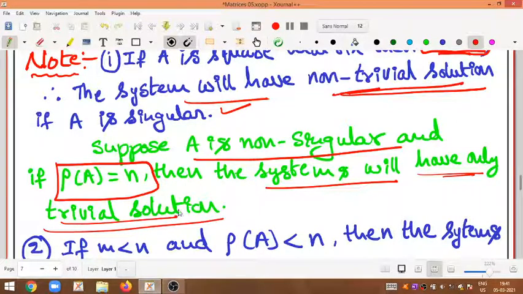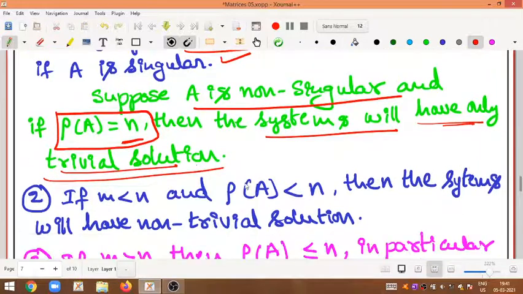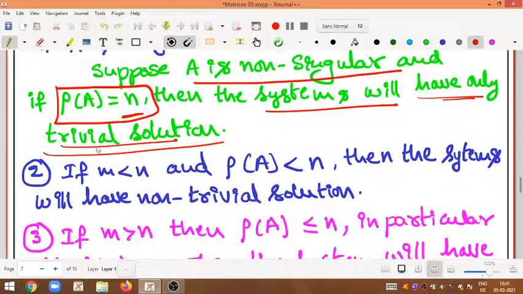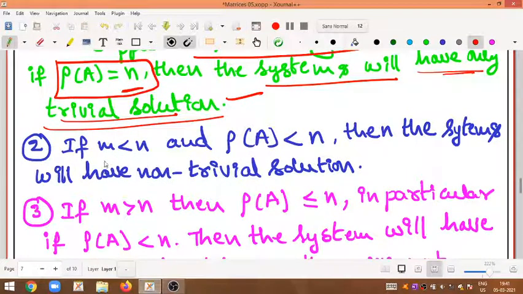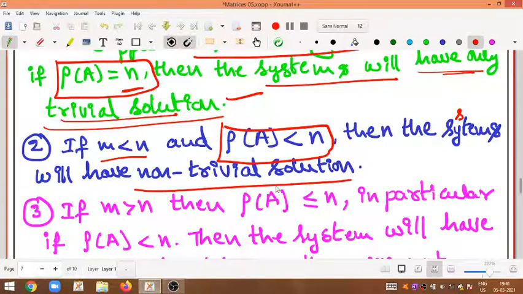When the given system has only one trivial solution, the rank of A is equal to n, a non-singular matrix which has rank n, so the given system has only one trivial solution. Again, if m is less than n and rank of A is less than n, then the system will have non-trivial solutions.